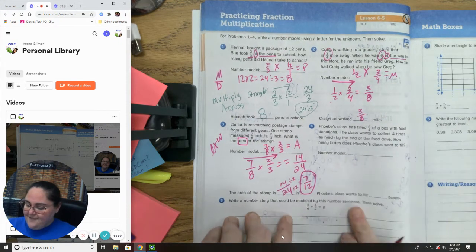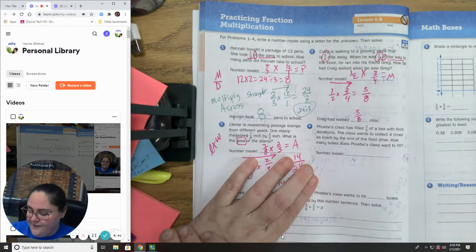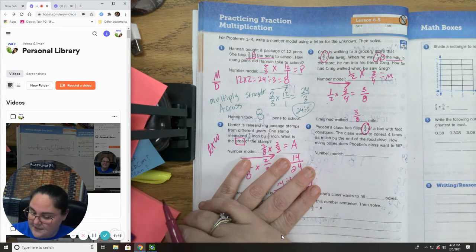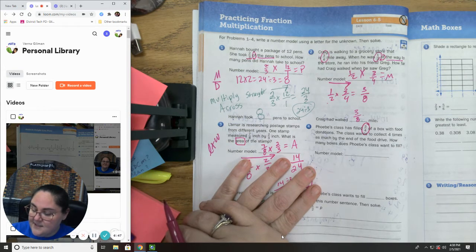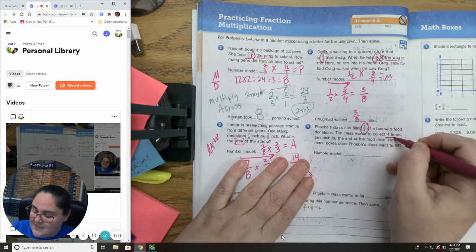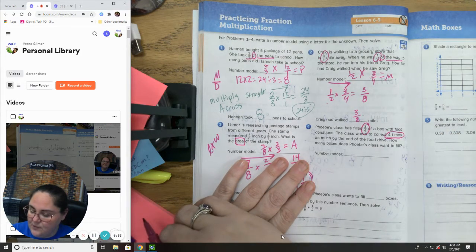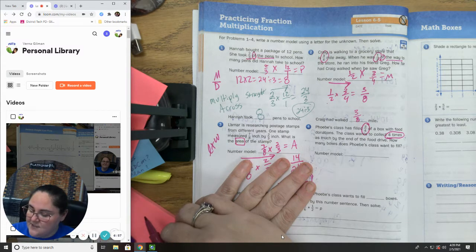All right, and finally, Phoebe's class has filled 3/4 of a box with food donations. The class wants to collect 4 times as much by the end of the food drive. How many boxes does Phoebe's class want to fill?